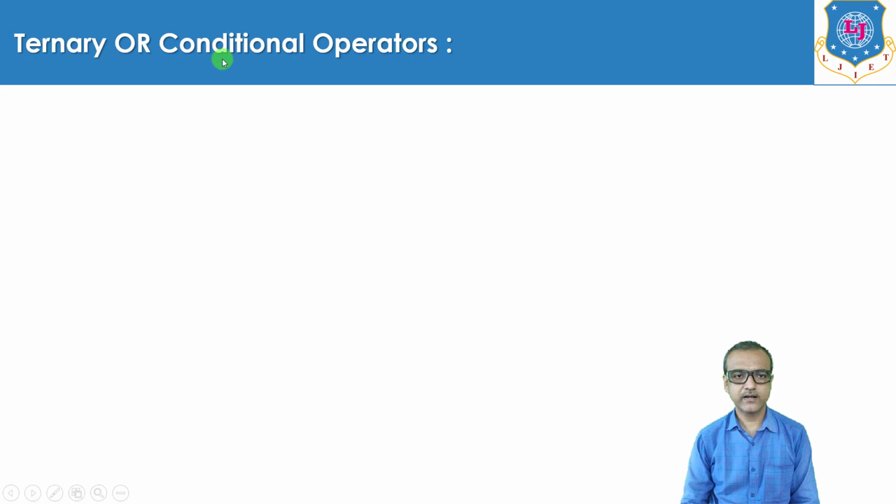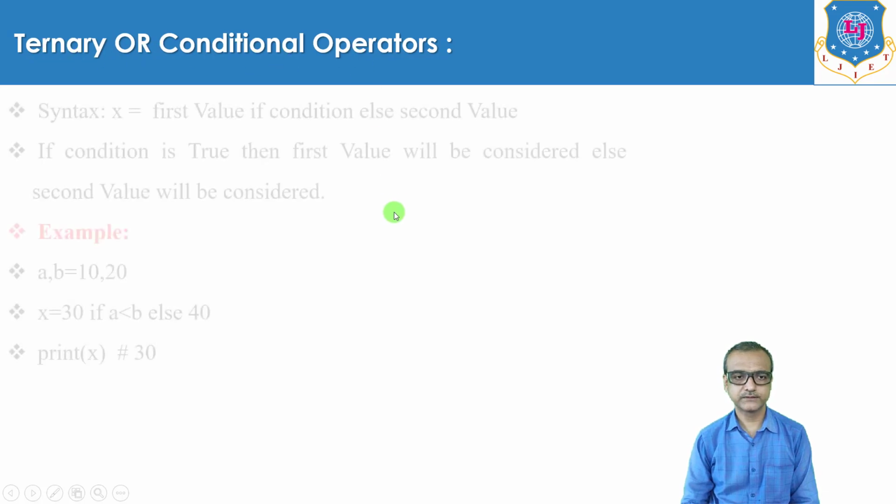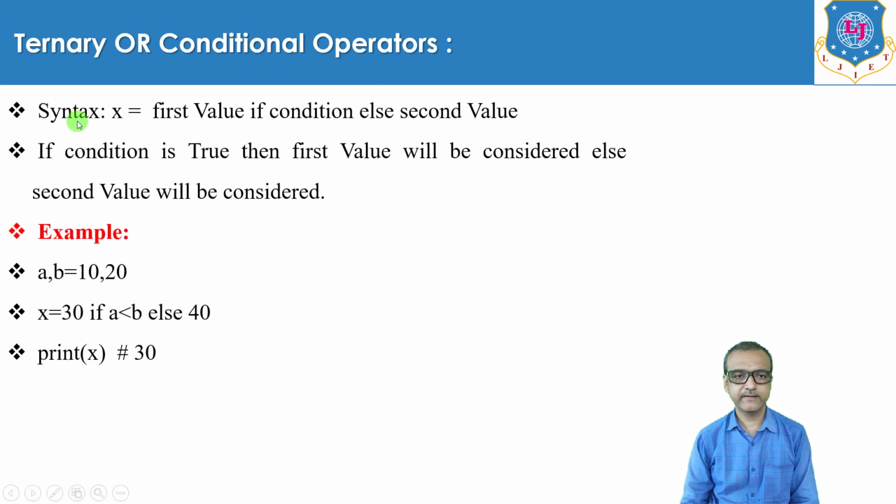Now we will see ternary or conditional operators. This is the syntax of ternary operators or conditional operators: x equals first value, then after if condition, else second value. If the condition is true, then the first value will be considered, else the second value will be considered. How? I will make you understand with the help of an example.